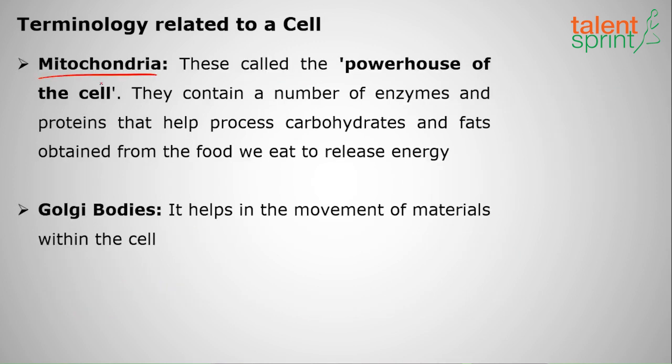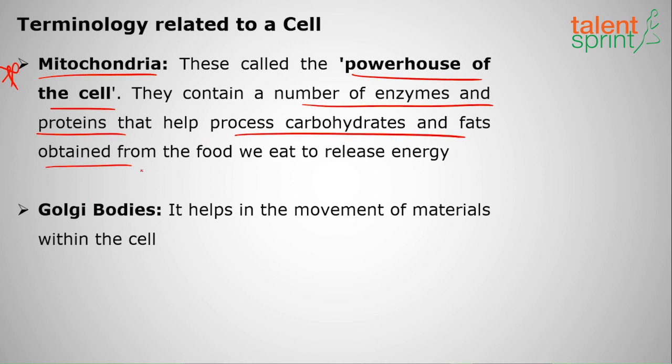Next is mitochondria, the very repeated question: the powerhouse of the cell. Why is it called the powerhouse? Because it contains a number of enzymes and proteins that help process the carbohydrates and fats obtained from food. During photosynthesis, a plant prepares food called glucose, C6H12O6. It must be converted into smaller molecules, and the mitochondria help with that.